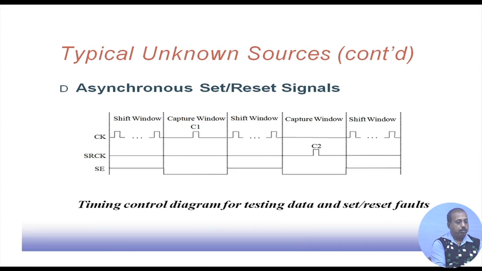And then if we are interested in doing a set reset check, we can put this SRCK line high at some point of time, C2. If C2 is high, then this scan enable is low, so the circuit will get reset. In the shift window, this line will remain low. So whether the system has been reset or not can be tested.